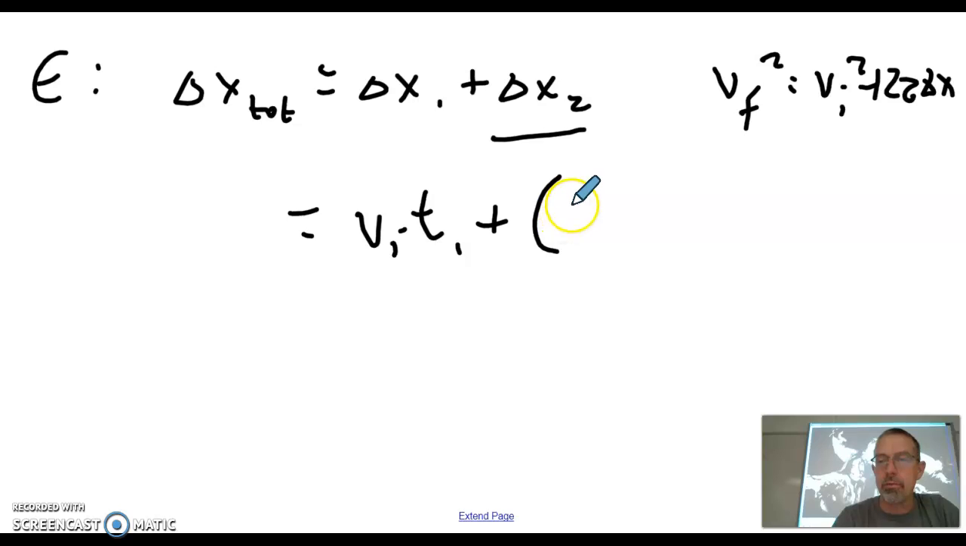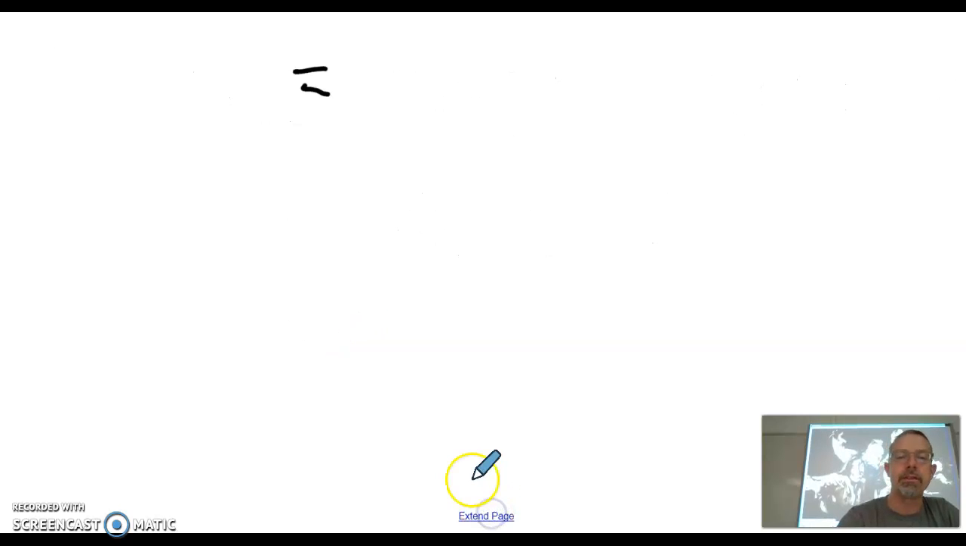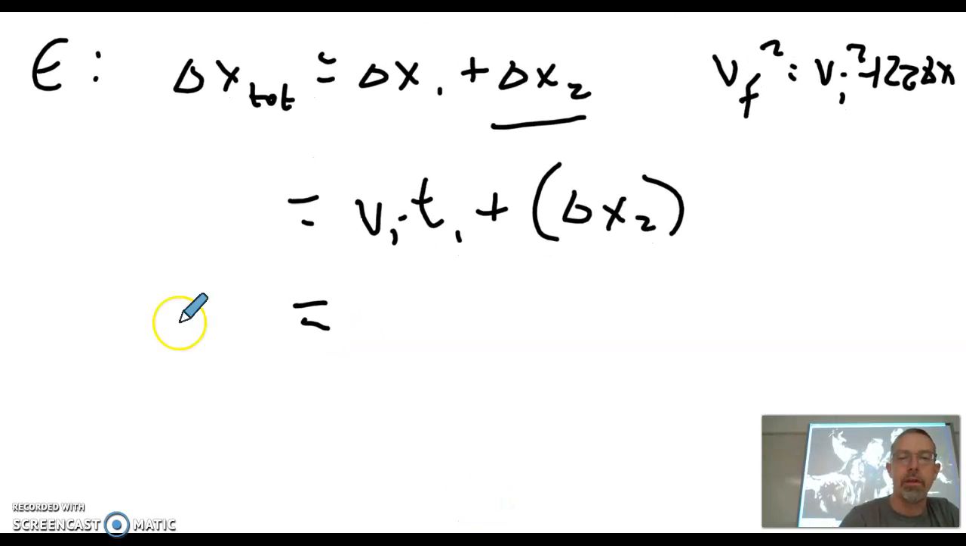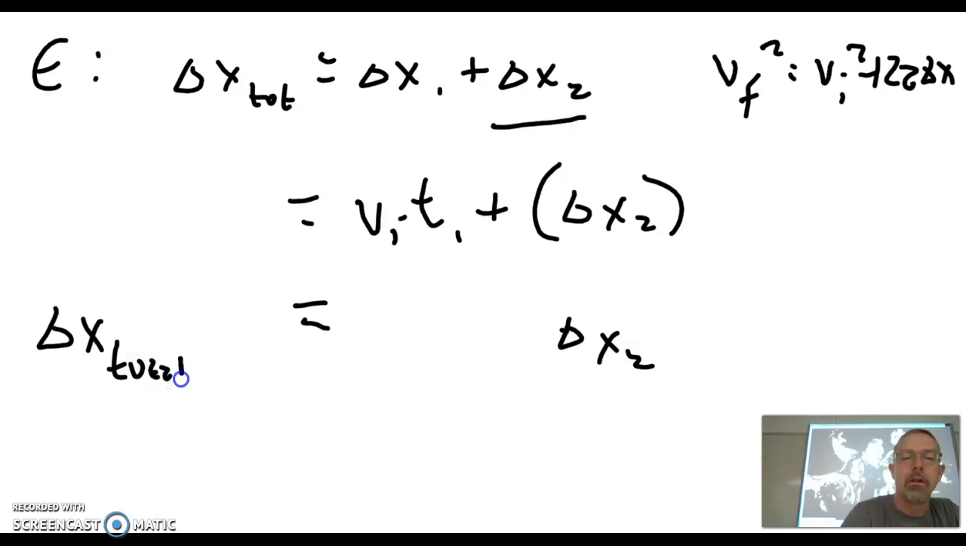So let's just worry about this delta x2. Let's hold off on that a little bit and solve for this right here. Let's substitute in some values that we know. Let's call this delta x2. We're going to take delta x total minus my v initial times my initial 2 seconds of time, and that is going to equal delta x2.